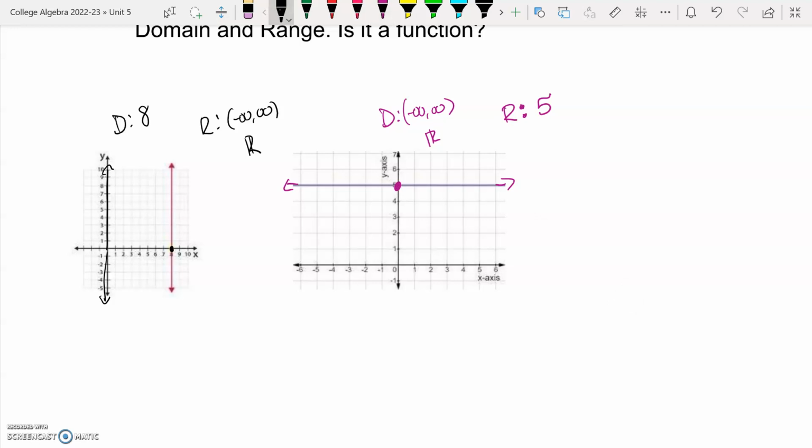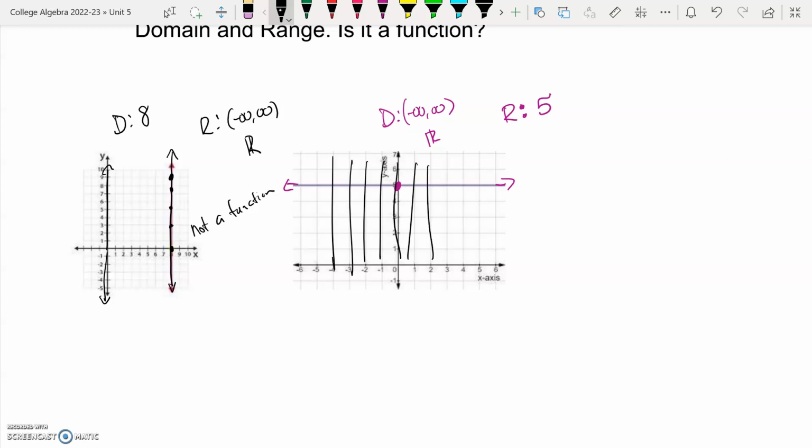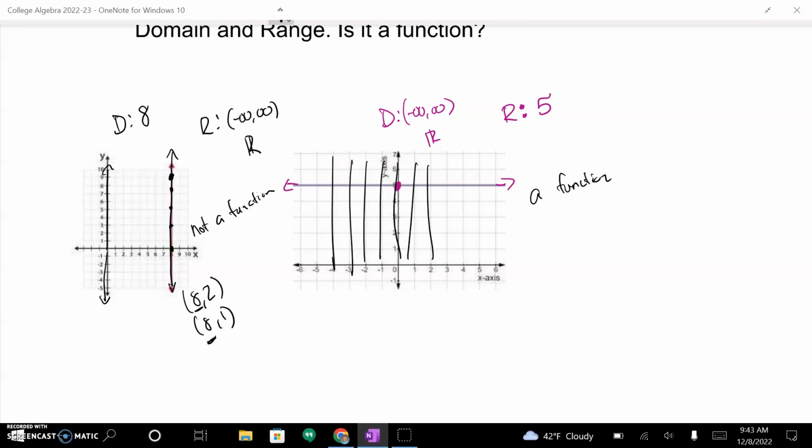So then they're going to ask, is it a function? Well, if I draw a vertical line here, that hits it at every single point. So that means it's not a function because it fails the vertical line test. It hits it more than once. This one, if I draw a vertical line, it only hits the horizontal line one time, so that means it's a function. Now again, you're going to have to provide 2 points to prove it's not a function. In this case, it's going to be anything like (8, 2), (8, 1), anything with a repeating x value proves it's not a function. So that's my 2 points that prove it's not a function.